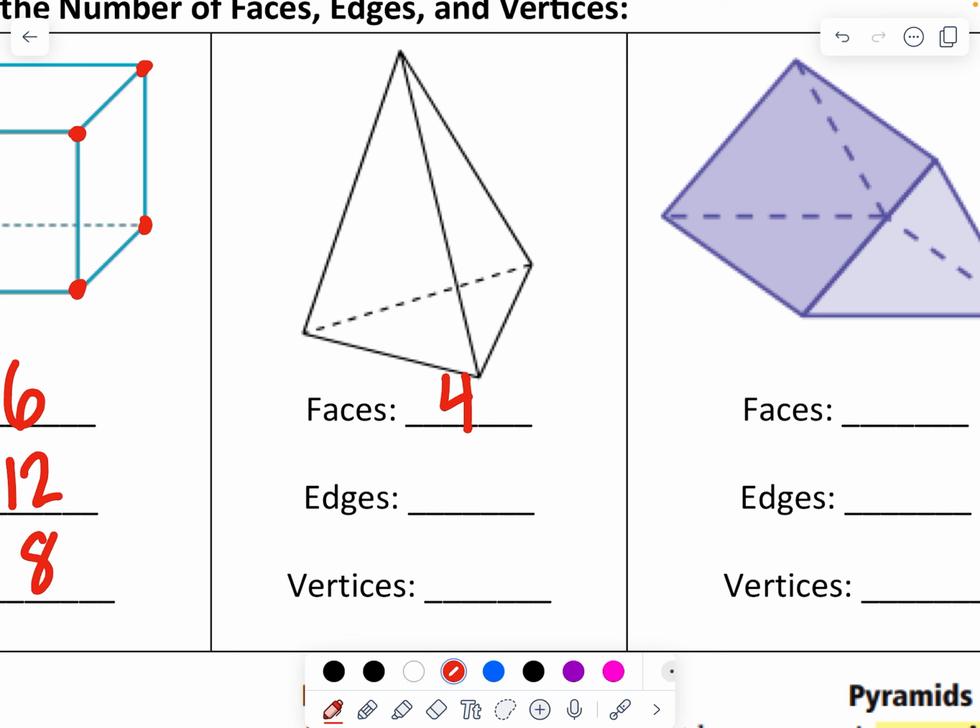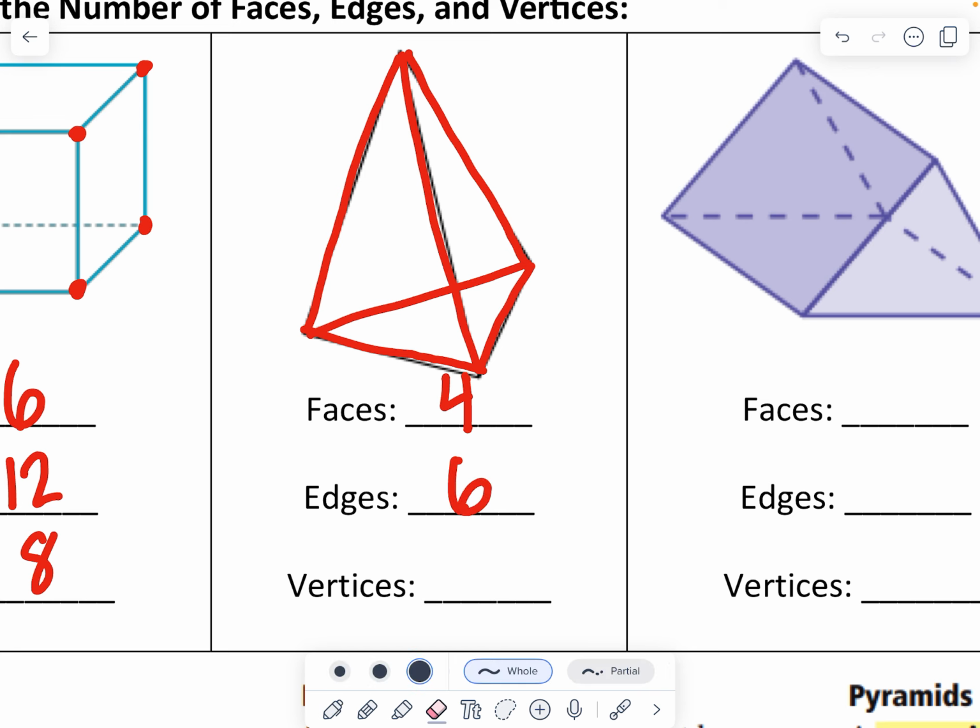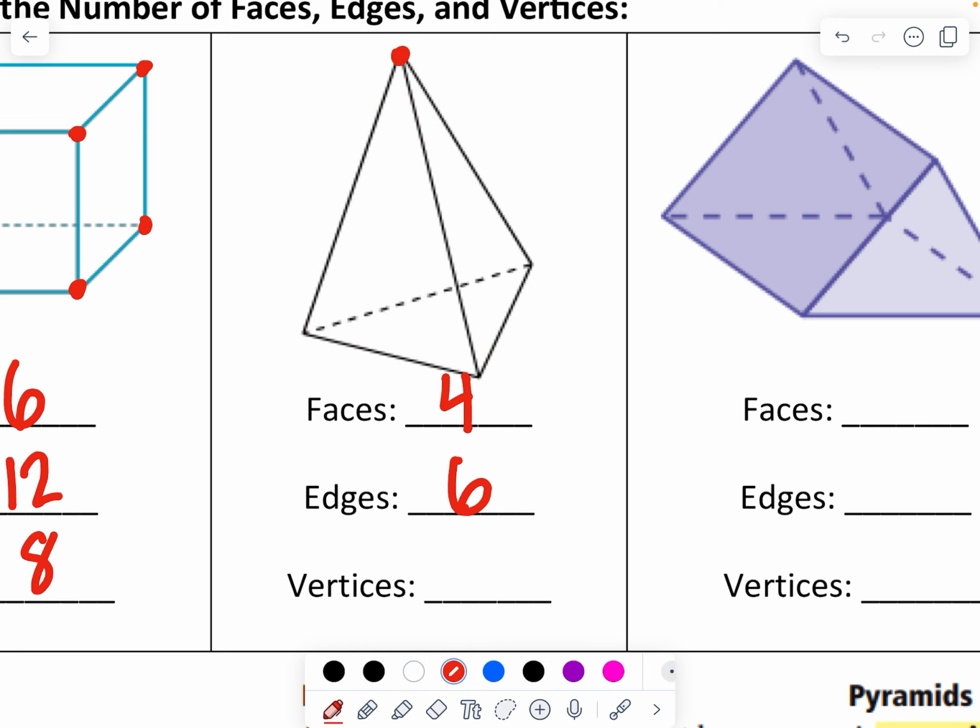For edges, I still usually start with the base. So that's 1, 2, 3. And then the lines that are coming up to a point are also the edges. So that's 4, 5, 6. So it has 6 edges. This triangular pyramid does. And then the last thing are the vertices. First thing, the point at the top is always a vertex. So that's 1, 2, 3, and 4. So 4 vertices. So 4 faces, 6 edges, and 4 vertices.